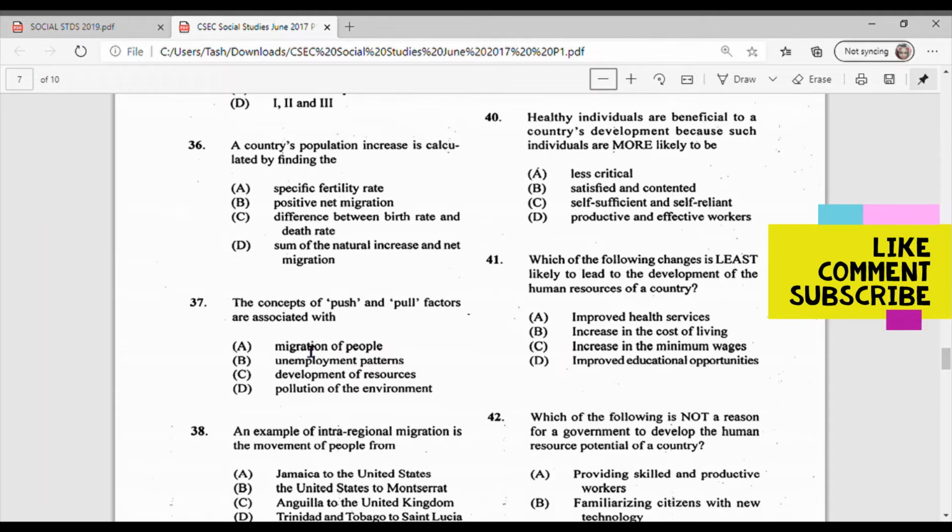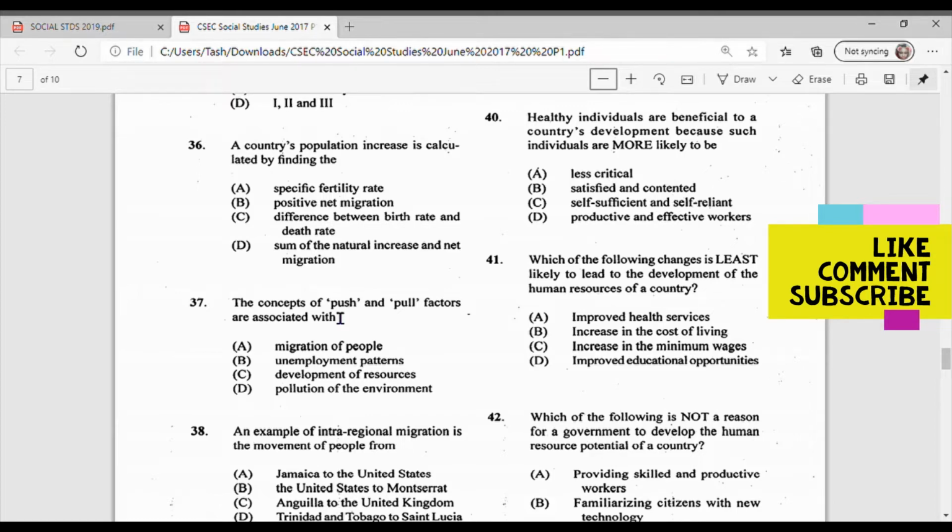Number 37, the concepts of push and pull factors are associated with migration of people, unemployment patterns, development of resources, or pollution of the environment. So push and pull factors is associated with the migration of people. Push factors are talking about those factors that would make people want to leave their specific area that they were living. Pull factors are those factors that are inviting persons to move to another area.